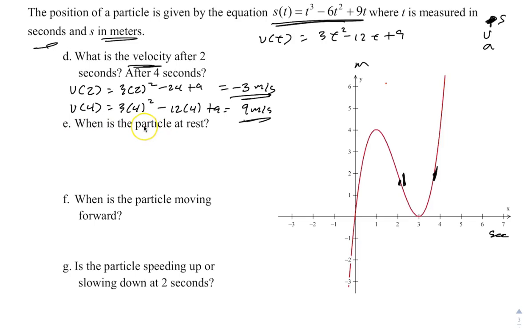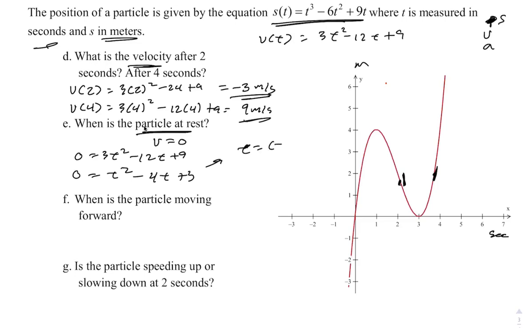When is the particle at rest? Right? So again, particle at rest means it's not moving, so the velocity equals 0. So we're going to set our velocity equation right there equal to 0. Luckily for us, they're all divisible by 3, so we divide everything by 3, we get t squared minus 4t plus 3. And we can just factor that to get 0 equals t minus 3 times t minus 1. So we get t equals 3 and 1.